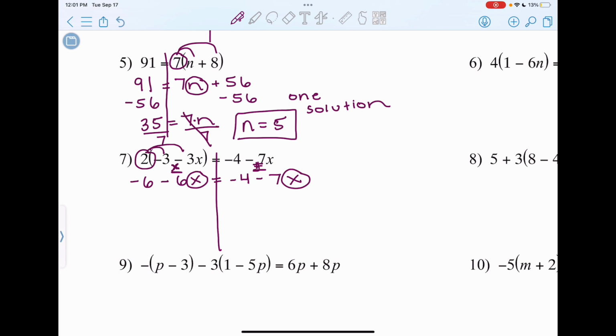Negative 6 is on the wrong side, so I'm going to add that to each side, and I'm left with negative 6x is equal to positive 2 minus 7x. And the negative 7x is on the incorrect side, so I'm going to add that to the other side. And negative 6x plus 7x is just equal to x, and x is equal to 2. That is one solution.